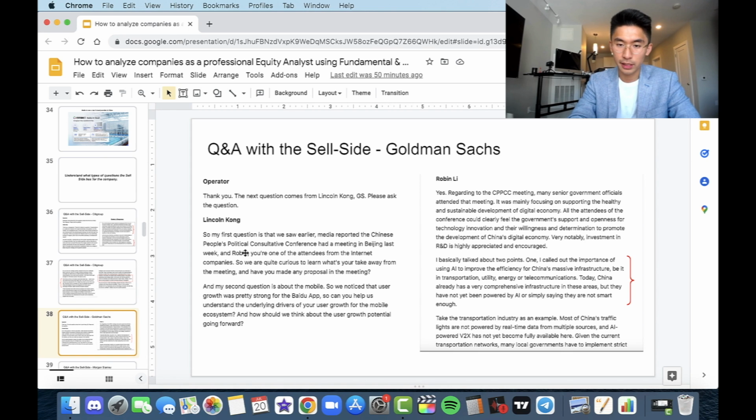And because the CEO, Robin Li, was one of the attendees of the internet companies, what was their takeaway from the meeting? This is important because it will tell you, from a political standpoint, how Baidu's product aligns with the party's long-term vision for society in China. While that is a little different from a traditional investment analysis framework, because we're working with Chinese internet companies, that is a very important consideration.